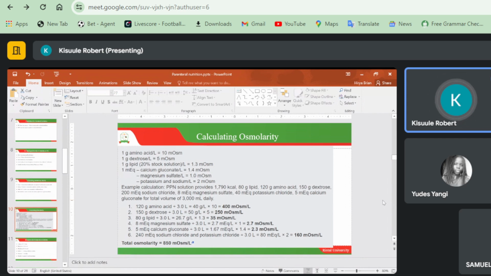So here we will be calculating osmolarity. Okay, and what is osmolarity? Really, in calculating osmolarity, this is a concentration of a solute. Then you multiply by the number of particles. Okay, for example, we have 1 gram amino acids per liter. We will have 10 moles. Then for the dextrose, 1 gram per liter, 5 moles, etc. But we will look at that later on in detail. It's something we would want to interest ourselves with and do the calculations later on.